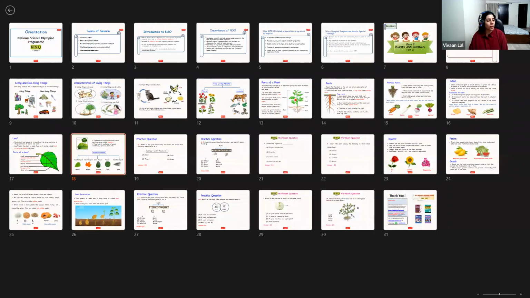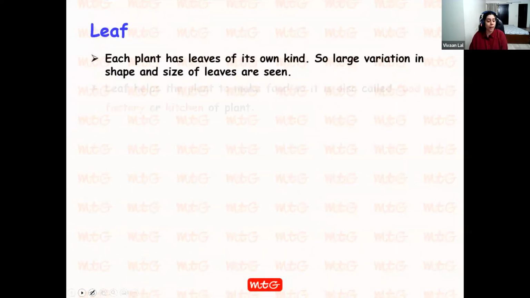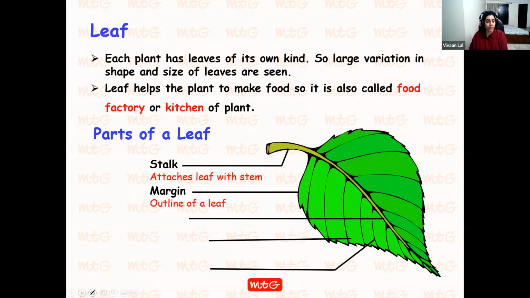Where is the chlorophyll stored in the plants? I didn't understand the question, ma'am. Okay. See, remember we studied the parts of the plant, parts of the leaf. Yes, ma'am, we studied the parts of the plant and then we studied the parts of the leaf. Look at the picture carefully.